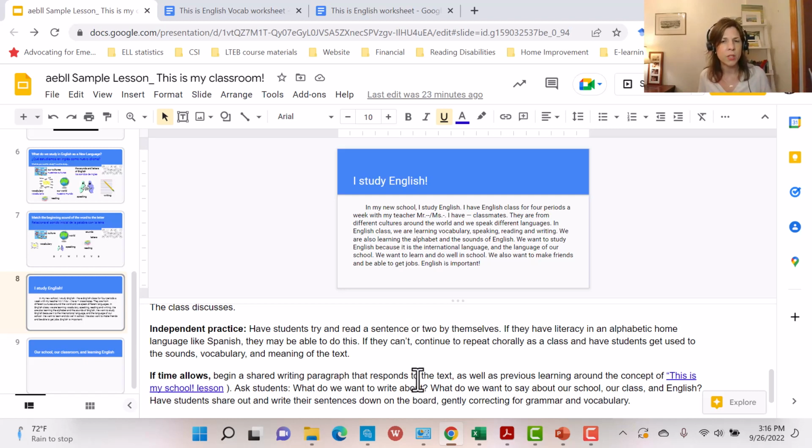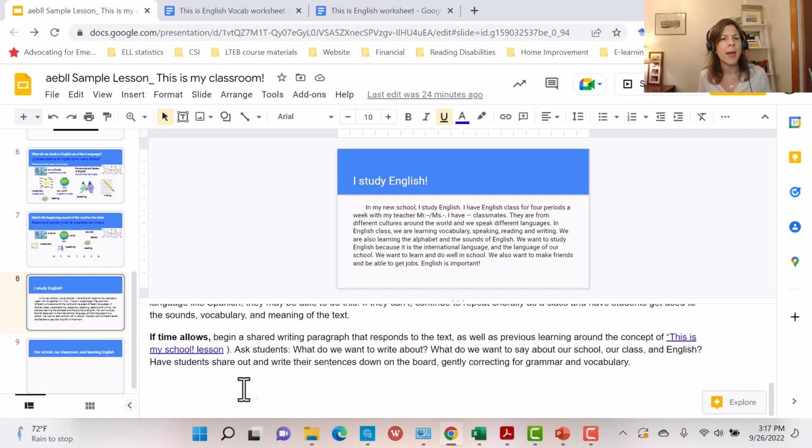If time allows in this lesson, you're going to go straight into our writing. So I have suggested that you start off your year doing shared writing. Okay? Shared writing, meaning the class writes together and you're going to write students' language on the board. So we're going to ask students, what do you want to write about? What do we want to say about our school, our class, and English? And students can start sharing out. You can gently correct for grammar and vocabulary and start writing sentences on the board.